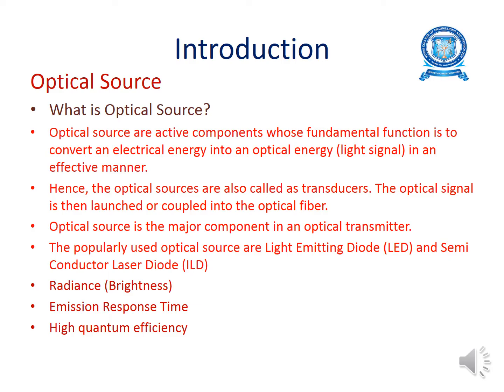Radiance, otherwise referred to as brightness, is a measure of optical power radiated into a unit solid angle per unit area of an emitting surface. The unit of radiance is watt. High radiance is required to couple sufficiently high optical power into a fiber.